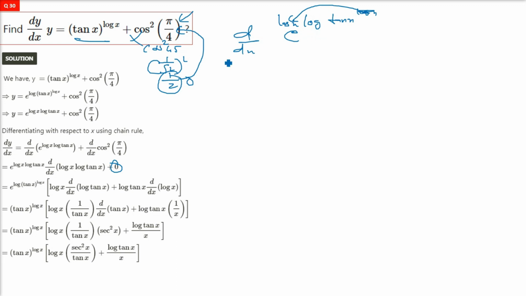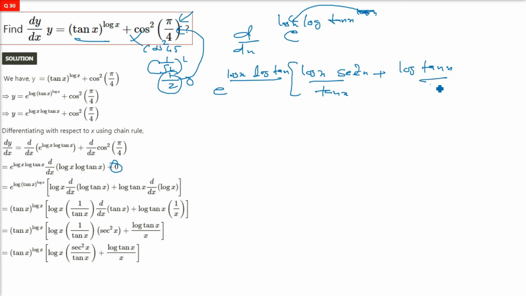D by dx we are doing of this term. So it will be same thing. E to the power log x and log 10x, and that is nothing but 10x to the power log x only. Log x 1 by 10x. 10x is sec square x, and then plus this log 10x 1 by x. So this sec square x by 10x, it will be like that only. You know? Sec square x by 10x, 1 by cos square, sin by cos, cos by sin, cancel 1 by sin and cos. We will not get anything out of it. Okay. So better is to just write it like that.